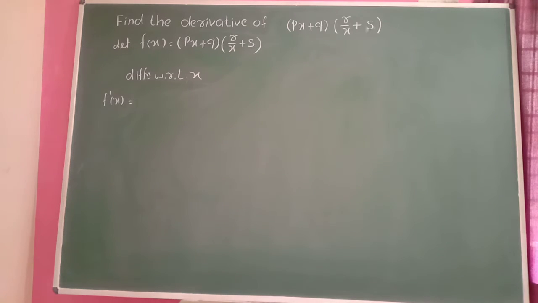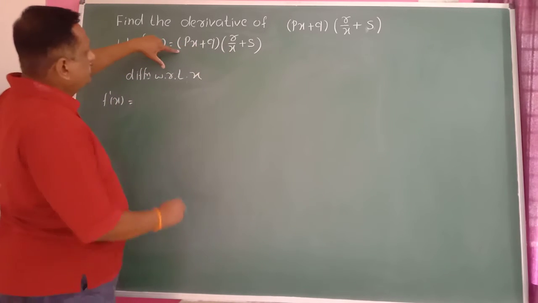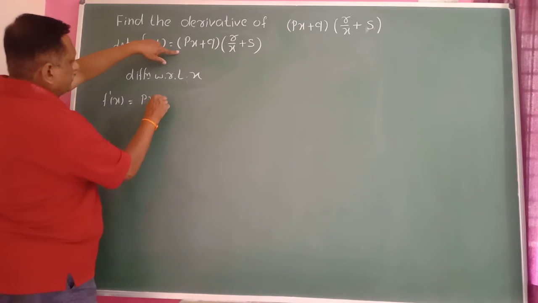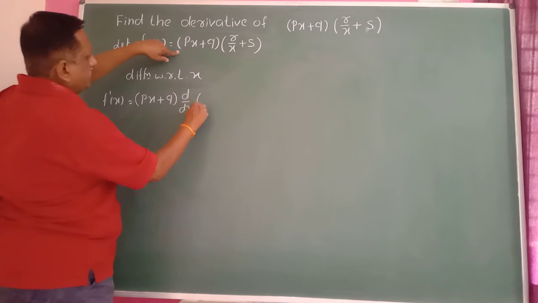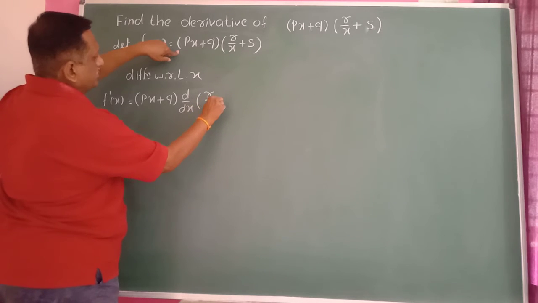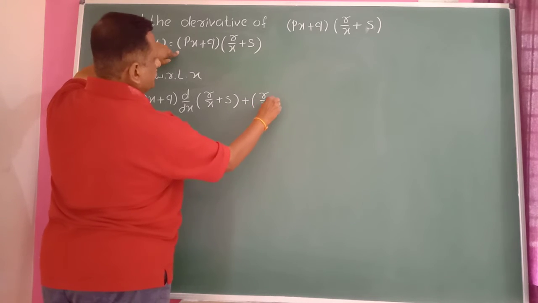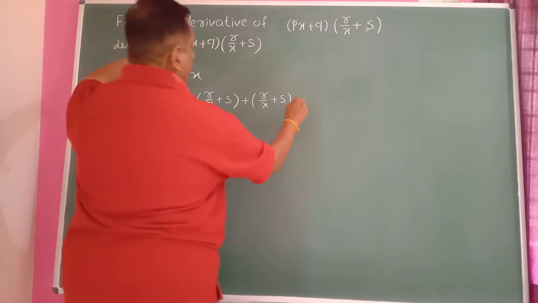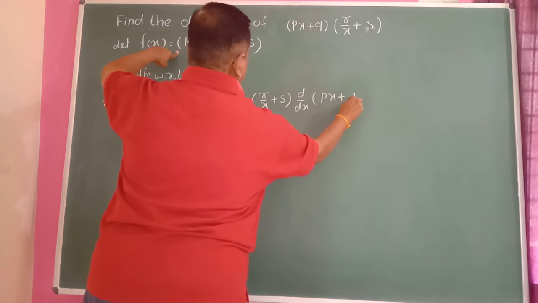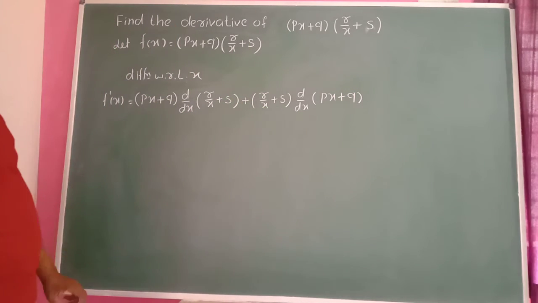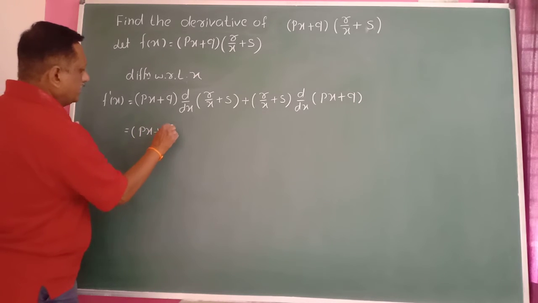So find here the derivative of the function. In this case, use the product formula. First function is px plus q into differentiation of the second function r by x plus s. Then plus here r divided by x plus s, second function, into differentiation of the first function here, px plus q. So this is equal to px plus q, right as it is here.